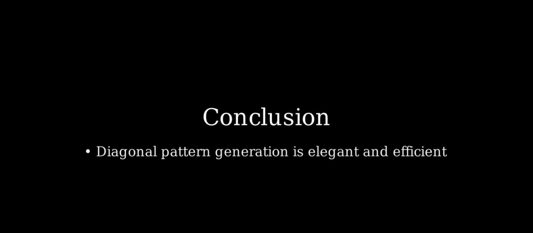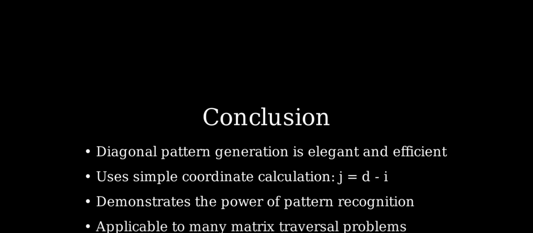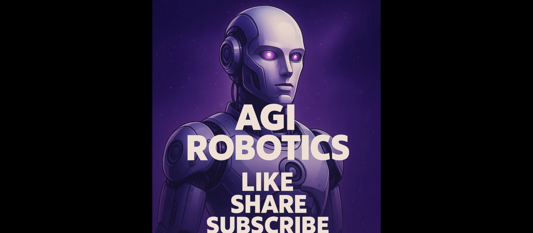So by just looping over the diagonals and calculating the positions, we've used the structure of the matrix itself to solve the problem elegantly. A perfect example of how smart math and code work hand in hand.